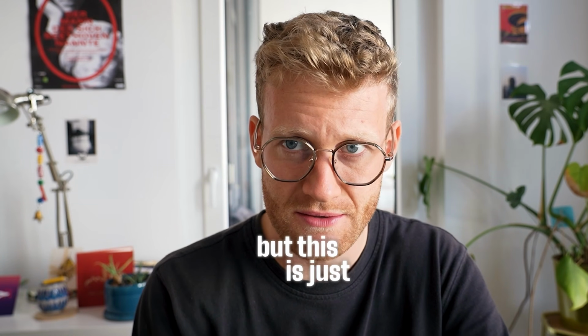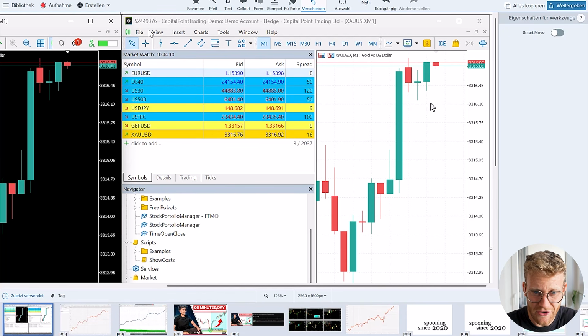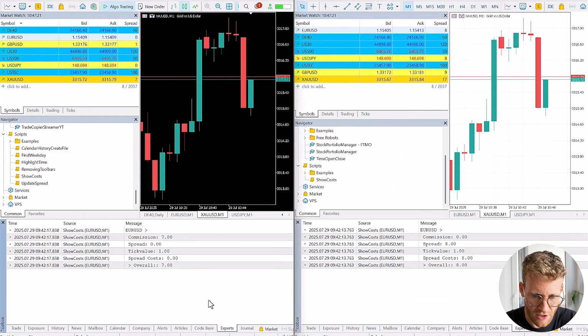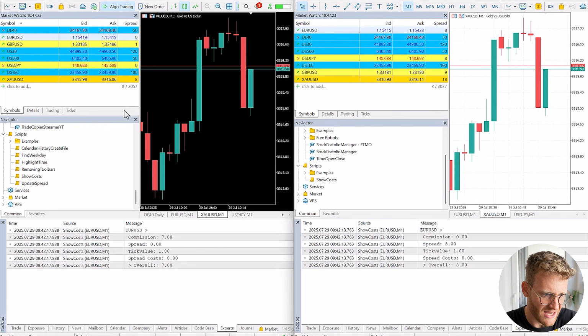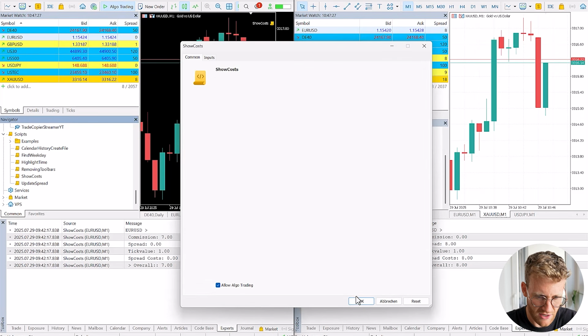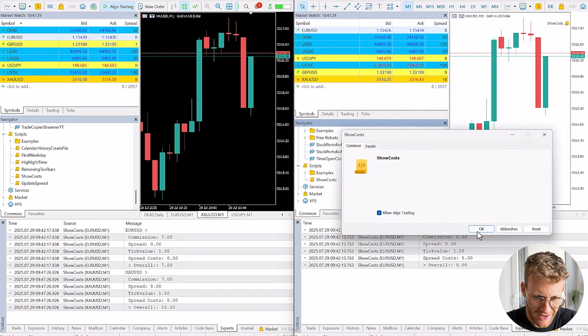But this is just not right, because this clearly shows that if you would buy and sell at the same time, then you would pay the spread, and it's bigger in the standard account than it is in the raw spread account. And we will do this in a second, but first let's have a look at some other symbols, because we can also do the same thing for gold. So let me activate the show costs here and here.